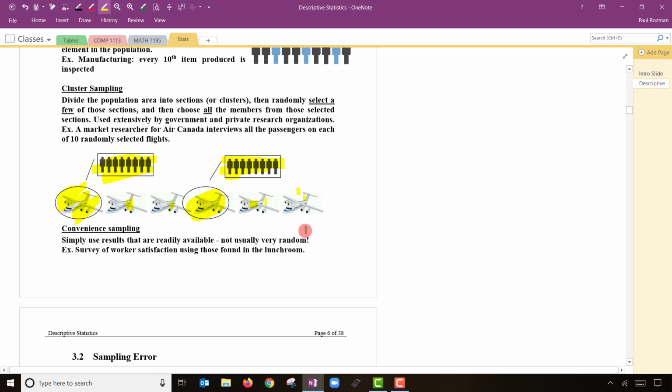A lot of times you'll see on the news, for example, a news story about, oh, coffee drinkers tend to live longer. And this data came from a Harvard study.